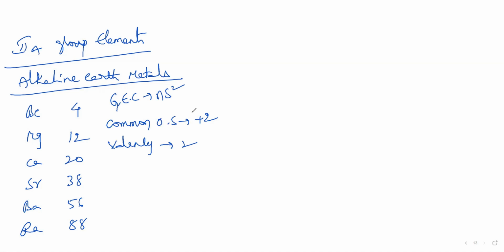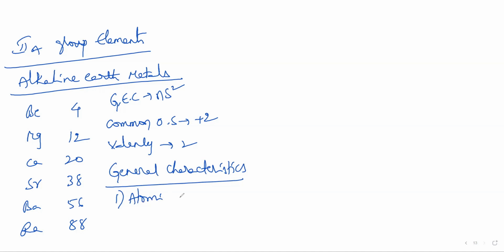Then general characteristics. The first one, as usual, atomic size. Down the group, atomic size increases. Then what will be the order? Beryllium is less than magnesium is less than strontium is less than barium. Okay, next.